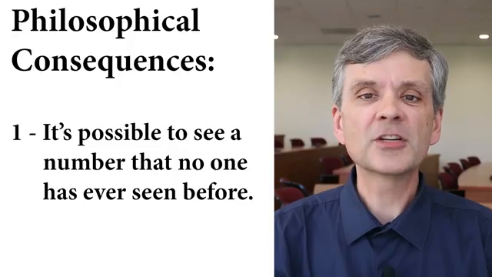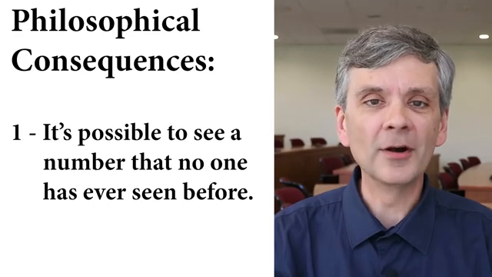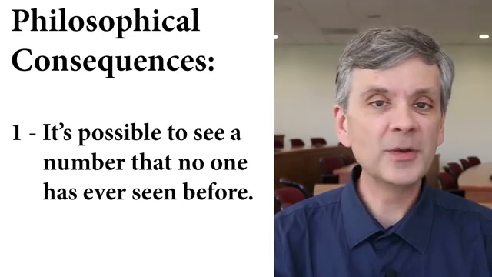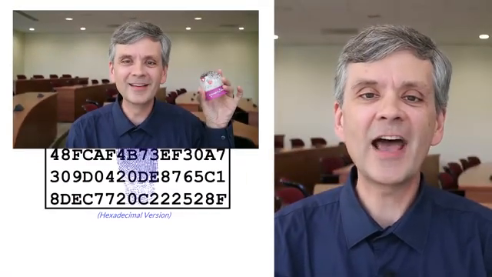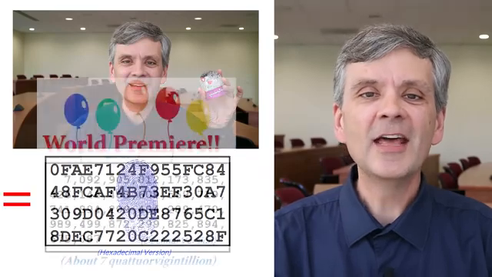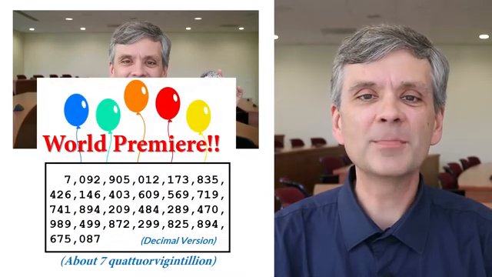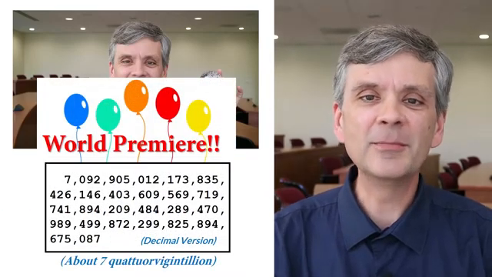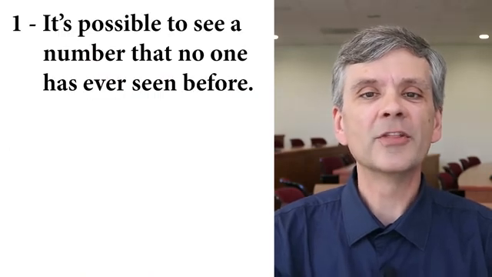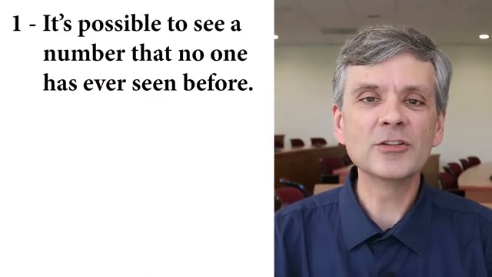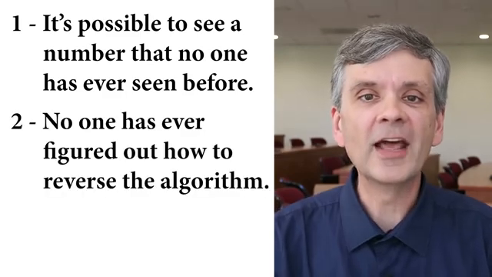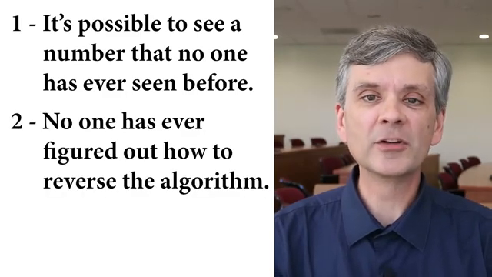Beyond the usefulness of this algorithm, I think some of the philosophical consequences are amazing to think about. First of all, it's possible for you to see a number that literally no one else in human history has ever seen before. All you have to do is take a picture with some randomness in it and then calculate the SHA-256 hash. So ladies and gentlemen, here's the world premiere of this number that I just made from that picture. It's never been seen before. Also, I think it's cool that here's a mathematical function that anyone can do on their computer, but no one has any idea how to do the reverse of this function.